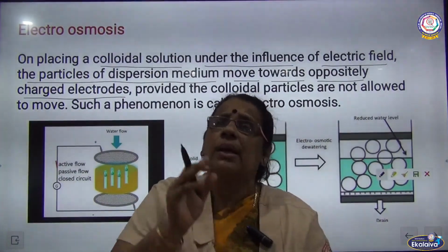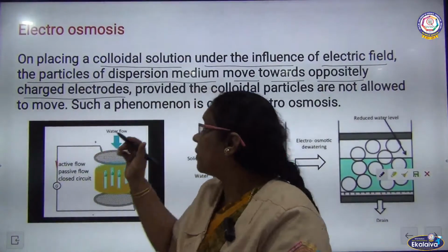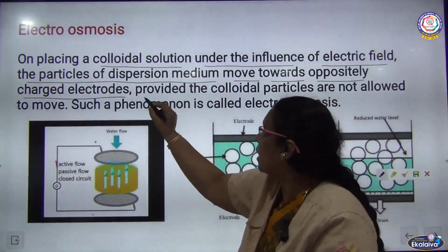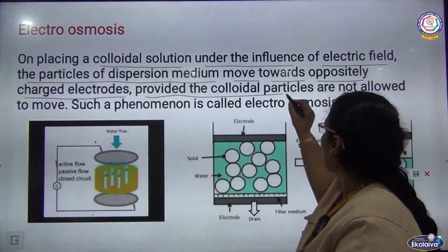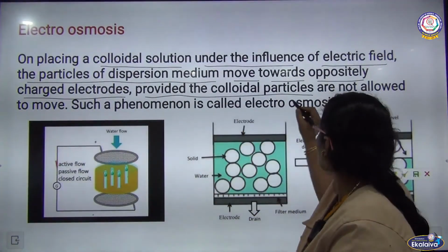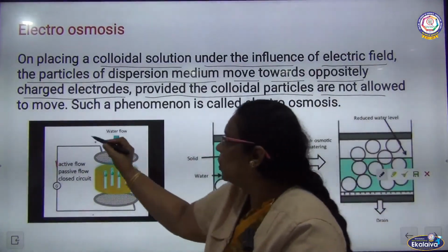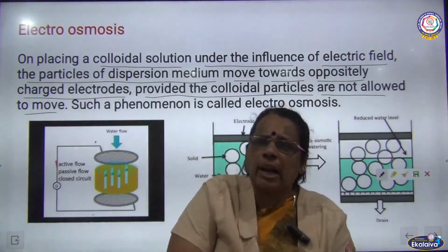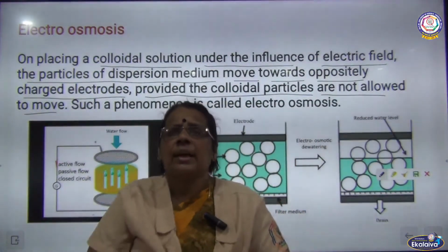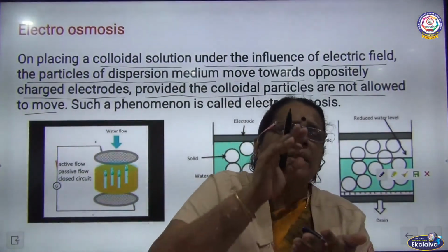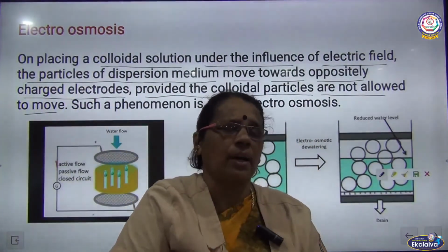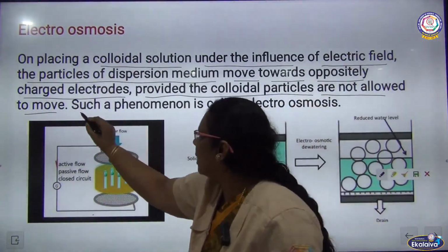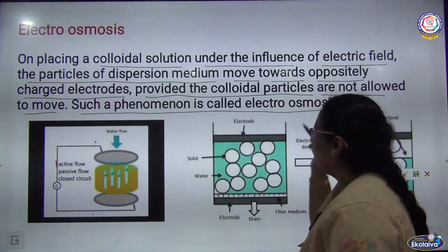So the particles of the dispersion medium will be moving towards the oppositely charged electrodes, provided the colloidal particles are not allowed to move. So here the colloidal particles, that is the dispersed phase, are fixed. The colloidal particles are not moving, whereas the particles of the dispersion medium are moving towards the oppositely charged electrode by applying electric potential. Such a phenomenon is called electro osmosis.